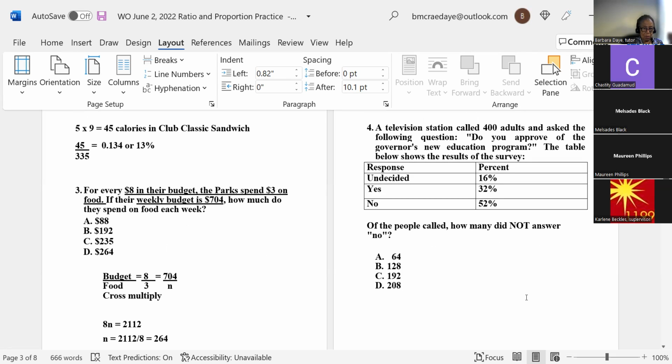Maureen, read number 4. A television station called 400 adults and asked the following question: Do you approve of the governor's new educational program? The table below shows the result of the survey. Undecided was 16%. Yes was 32%. No was 52%. Of the people called, how many did not answer no?